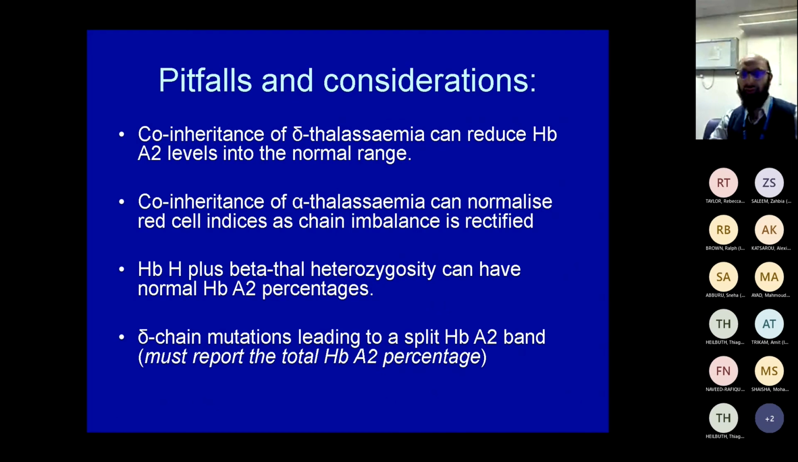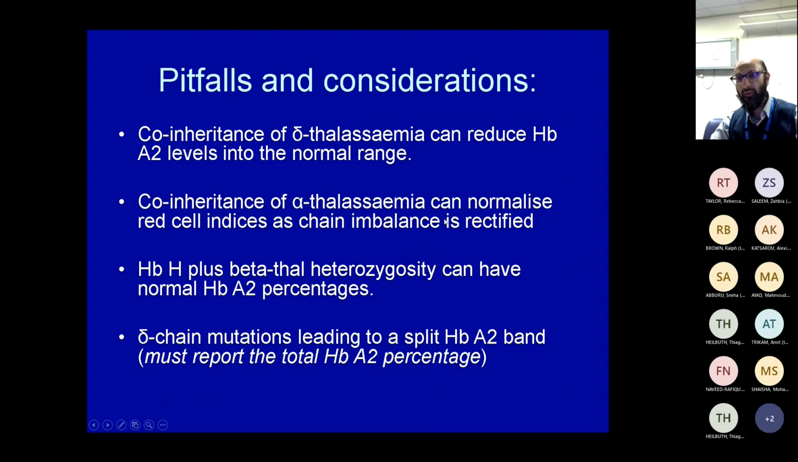Just some considerations which are important to bear in mind. So if beta thalassemia is co-inherited with delta thalassemia, that can confuse the picture, because the presence of delta thalassemia and the reduced synthesis of the delta chains which make up part of hemoglobin A2 will mean that you have a lower A2 percentage. That can make it more difficult to diagnose beta thalassemia due to the reduced levels of hemoglobin A2.